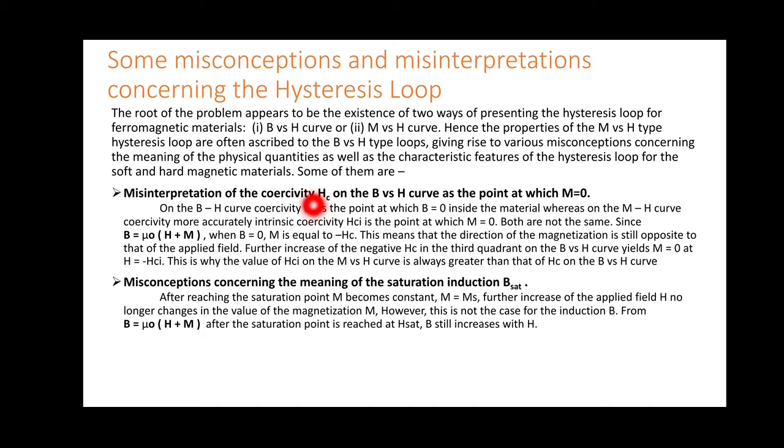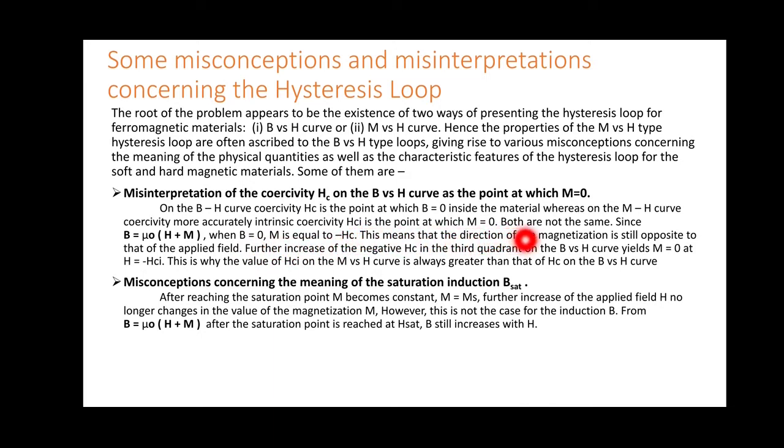In this misconception we say that on the B versus H curve, the coercivity is the point at which magnetization equals 0. But coercivity is the point at which the magnetic flux density, that is B, equals 0. On the B versus H curve, coercivity H_C is the point at which B inside the magnetic material equals 0. Whereas in the M versus H curve, the coercivity, I should say the intrinsic coercivity H_CI, is the point at which magnetization equals 0.